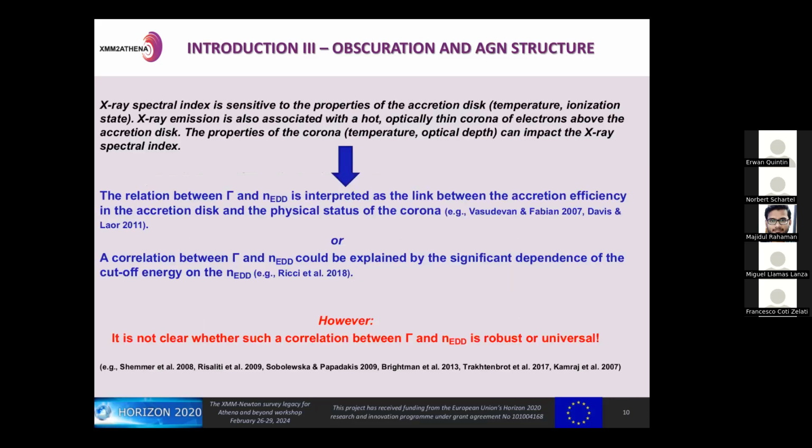And finally, there's the correlation between the spectral index, the gamma parameter, and the Eddington ratio. Even the nature of this correlation, I mean, the physical interpretation of this correlation, is a controversial issue, but I'm not going to go into the details of that. Many studies that have examined this correlation have not concluded whether it exists, or if it exists, whether it's robust and universal.